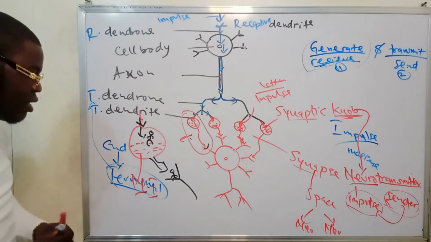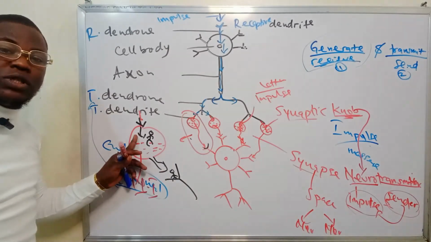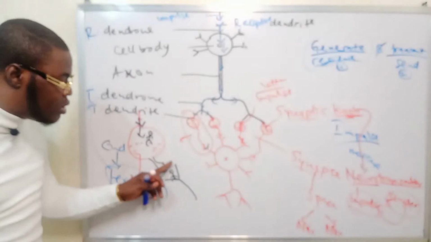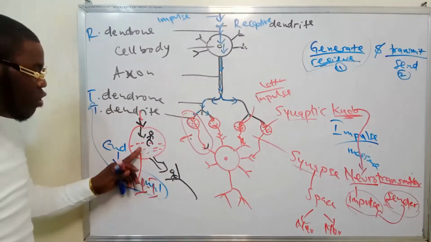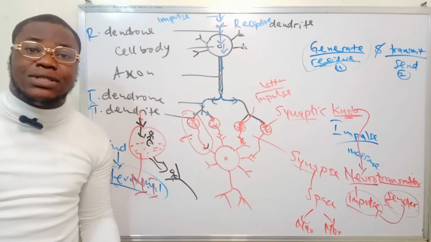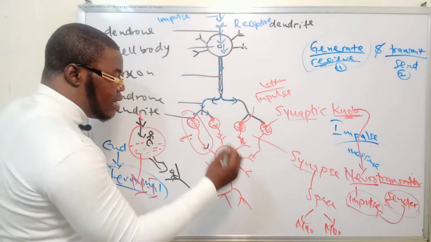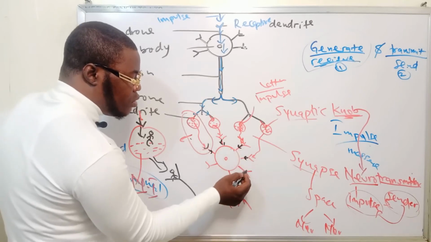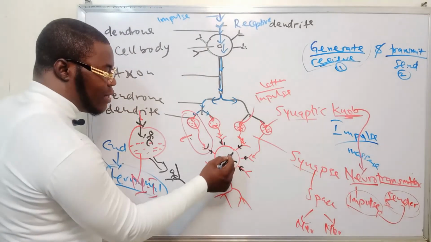But don't forget, this is not an individual, it's an impulse. And it is being transmitted onto this receptive dendrite with the aid of what? Of a neurotransmitter. Found within the what? Found within the synapse. As simple as that. And what do you think will happen next? The impulse will follow the same pathway into the receptive dendron as usual, and then to the what? To the cell body.